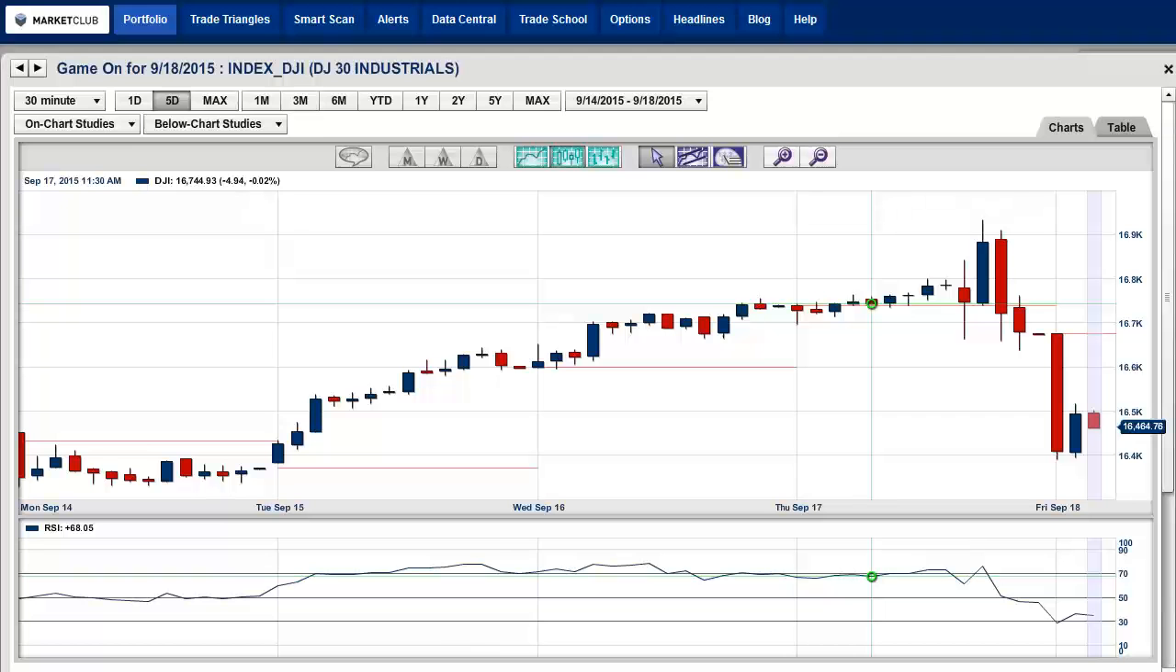Well, the big news about the interest rates is over. It didn't happen, and look what happened to the market. We're actually starting off a little bit differently today.